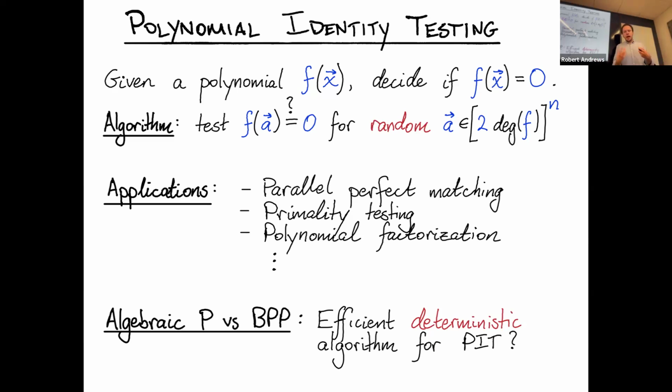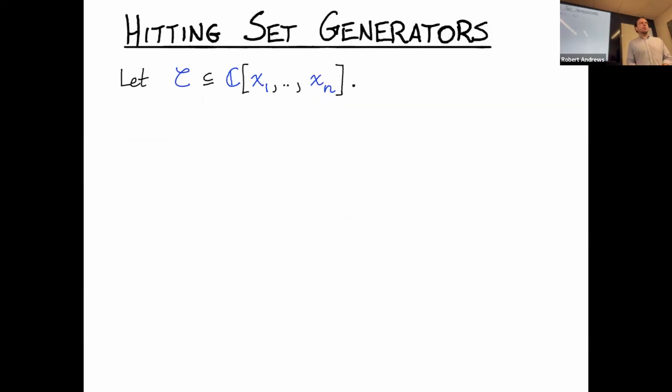So let me tell you how these algorithms typically are designed. Usually these algorithms proceed by constructing a pseudorandom object called a hitting set generator. So let me explain what these objects are.